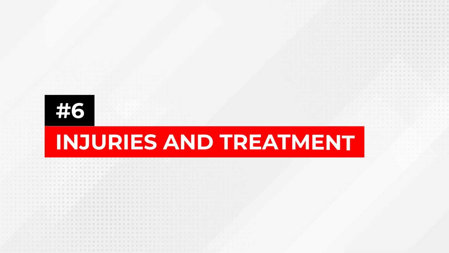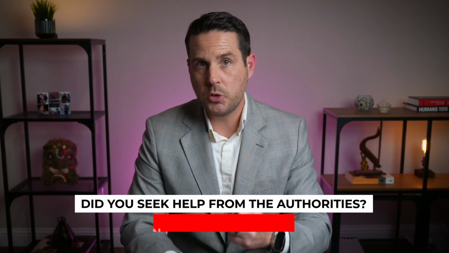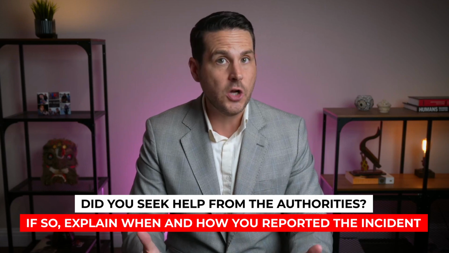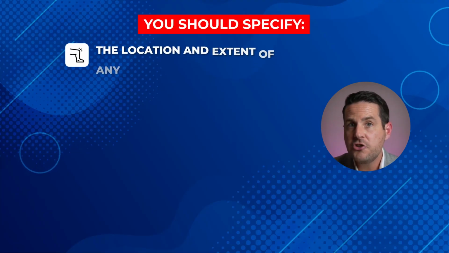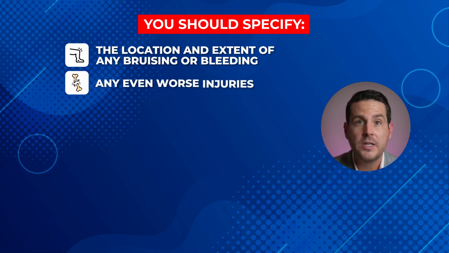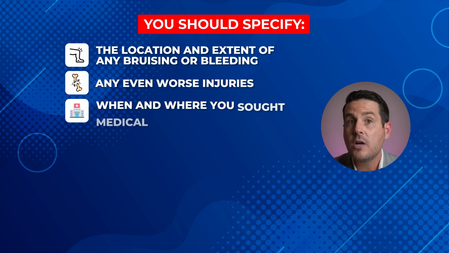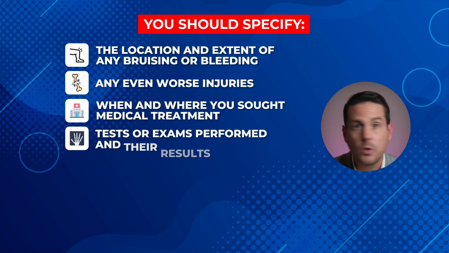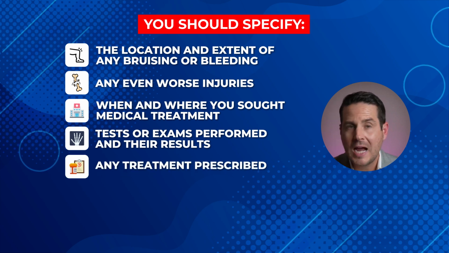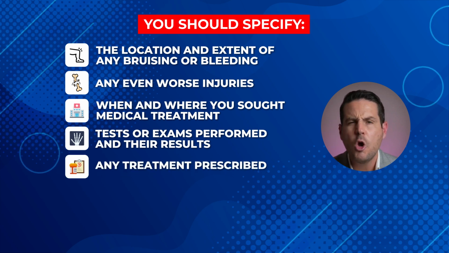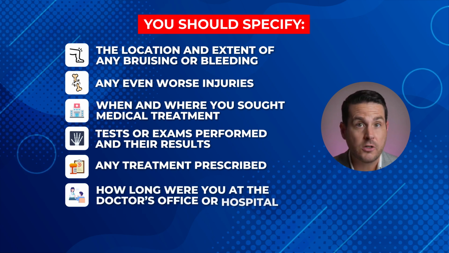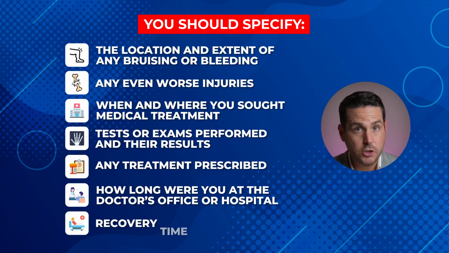Okay, next up, for number 6, you're going to talk about any injuries that you suffered and the treatment that you sought for those injuries, if you in fact did so. You'll want to specify the location and extent of any bruising or bleeding, or of course any even worse injuries like broken bones, when and where you sought medical treatment, what tests or other exams were performed, and what the findings were, any treatment that was prescribed, like perhaps medication to deal with pain or a doctor's order to stay on bed rest for a while, how long you were at the doctor's office or hospital, and how long it took you to recover.